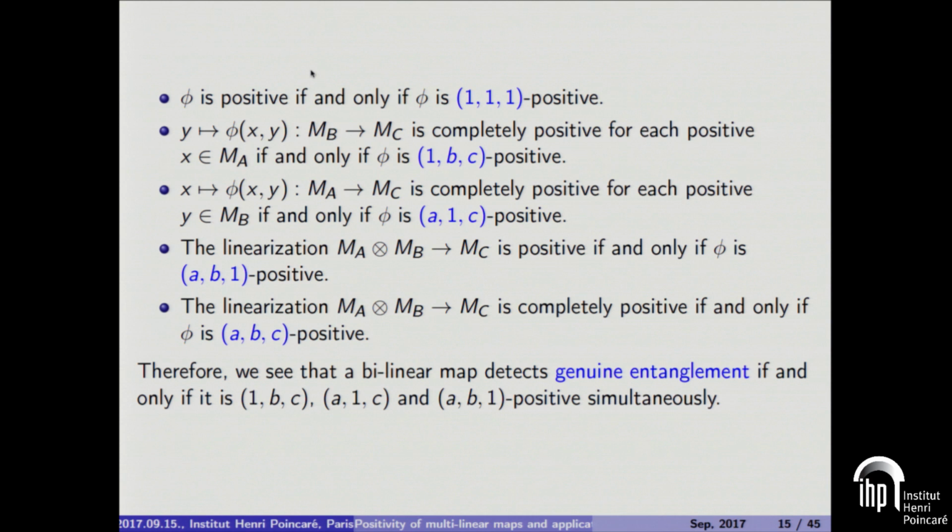So for example, I already showed this for genuine entanglement. A state is genuinely entangled if and only if it is not biseparable, and biseparability is defined as some kind of convex hull of the three kinds of biseparability. So each dual object must be a phi which satisfies the three kinds of positivity simultaneously. So in order to detect genuine entanglement, we need the multilinear maps which satisfy these three kinds of conditions simultaneously.